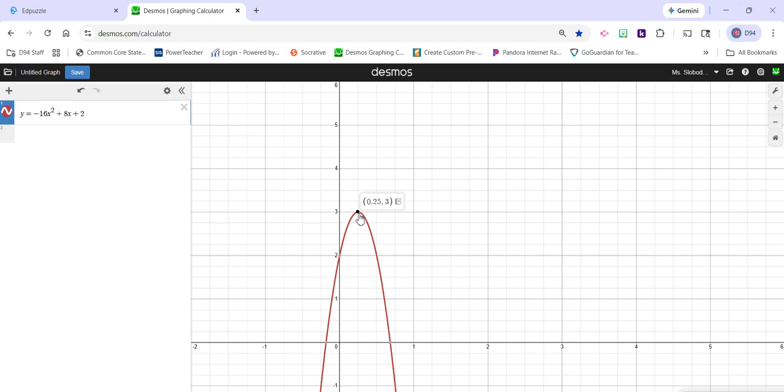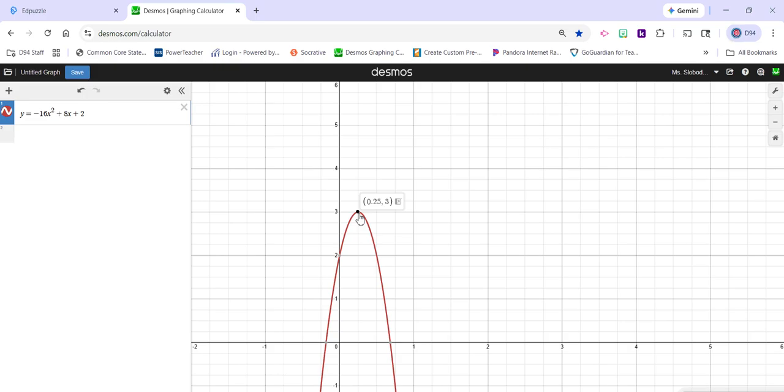If I was on my graphing calculator, remember your steps: second trace, pick maximum. It'll ask you for the left bound, move your cursor just to the left and press enter. It'll ask for the right bound, move your cursor just to the right, press enter. It'll say, do you want to guess? No, press enter a third time. At the bottom of your screen, it will say maximum x equals y equals. It should match what we have here on Desmos.